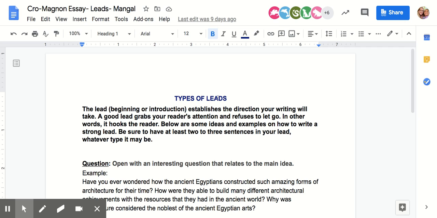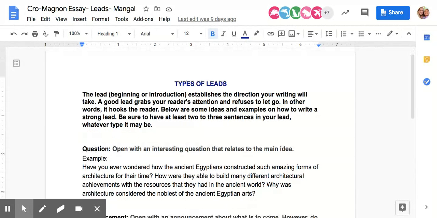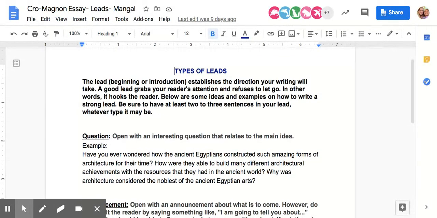Okay, so we're going to go ahead and talk about different types of leads. And it looks like only a few of you are on here. Make sure that you all have this open, and you can just look at my screen for now, but different types of leads.